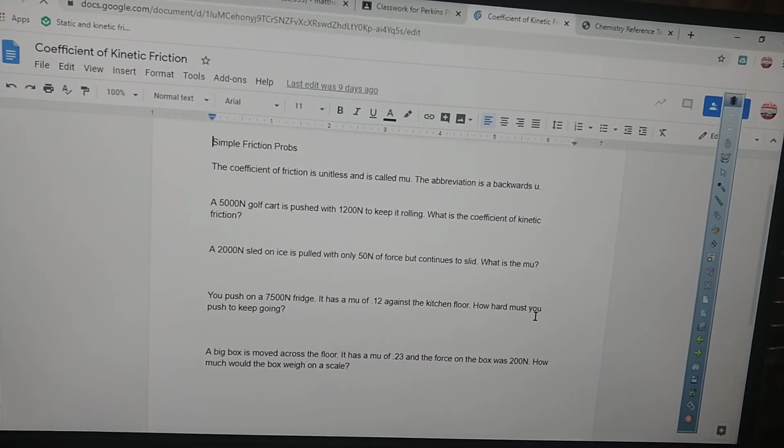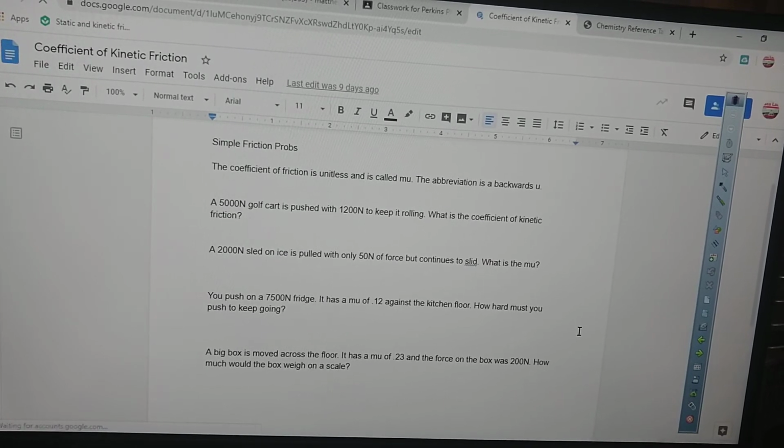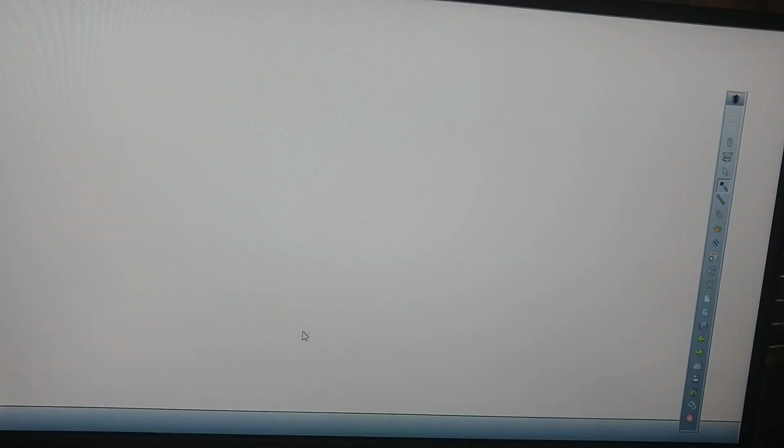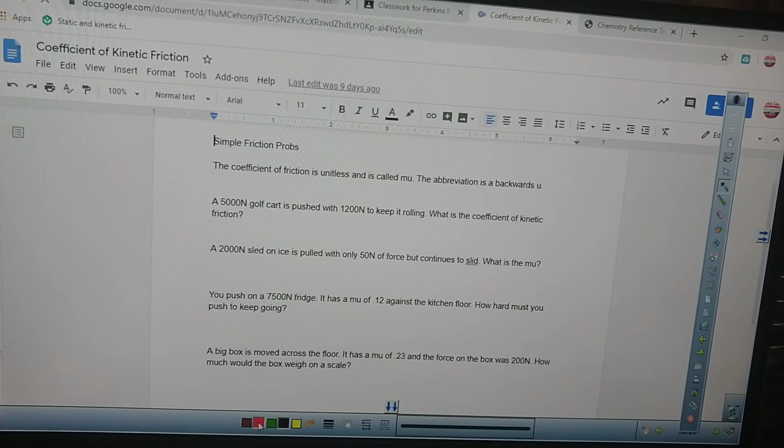Then we did a worksheet that looks like this, and I'll answer some of these problems for you. The coefficient of friction is unitless, and it's called the mu. The abbreviation is a backwards u. And then we tried a problem.